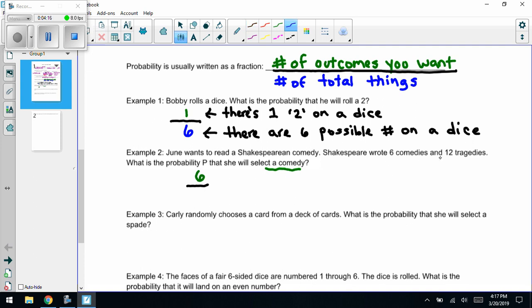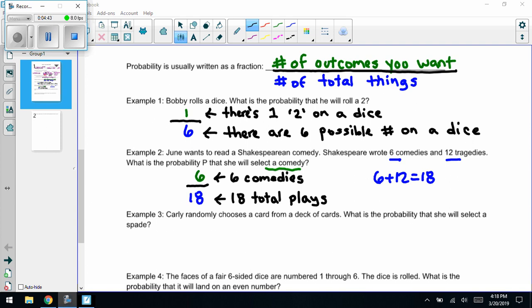And total number of things go on the bottom. We're going to have to do some math over here because there are 6 comedies and there are 12 tragedies. So altogether, there are 18 possible books that Shakespeare's written. And we find that by doing 6 plus 12 to give us 18. I was doing some mental math there.